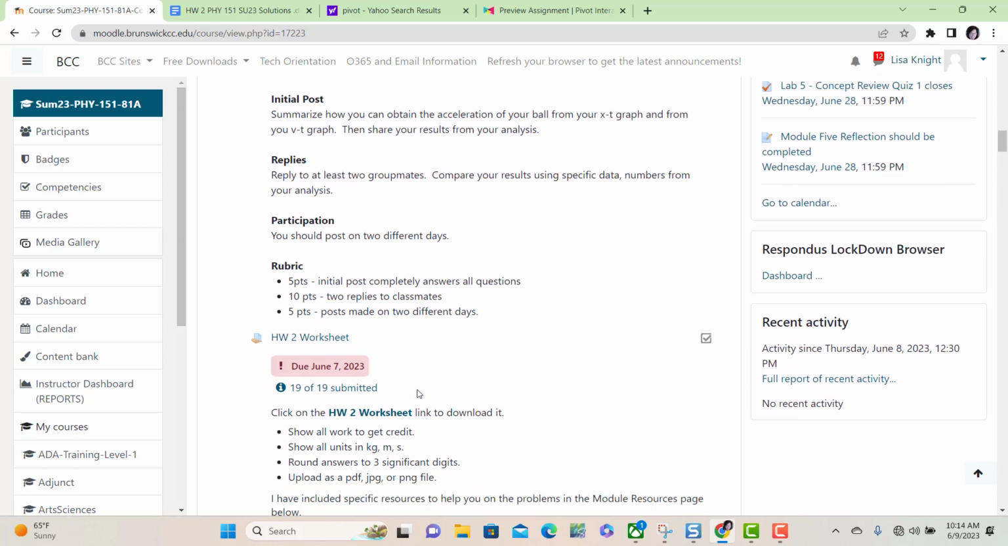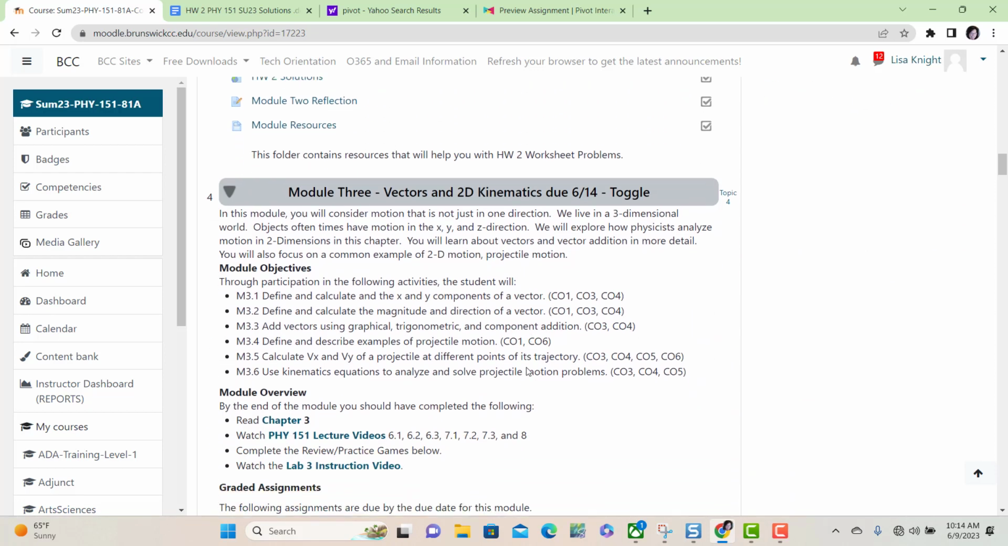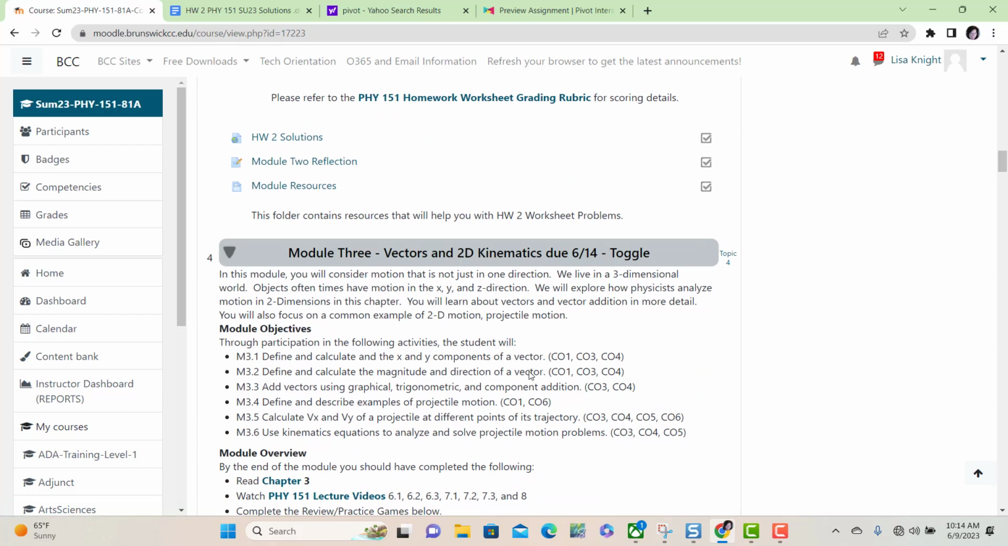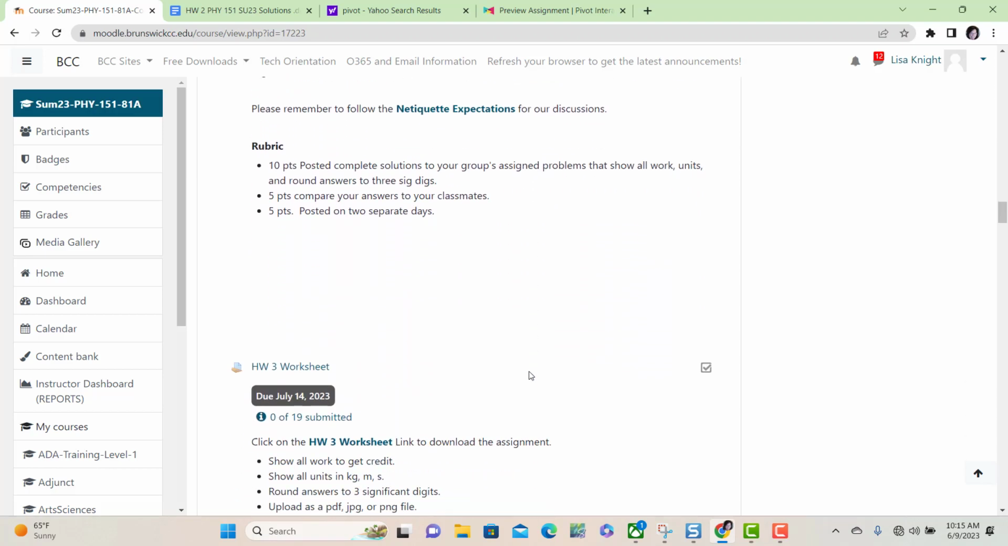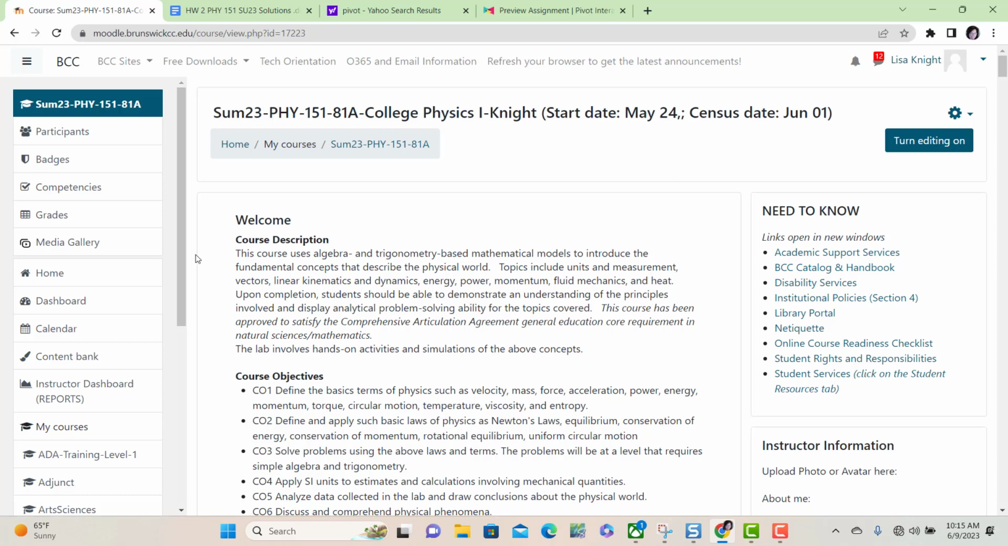And I will mention that the solutions to Homework 2 are also posted for you to download. And don't forget that you always have your module reflections, and I do respond to those. So you can go back and look at Module 2 reflections to see what I said to you. And also, you get extra credit if you do them, so do it. You're going to need it on your final exam.